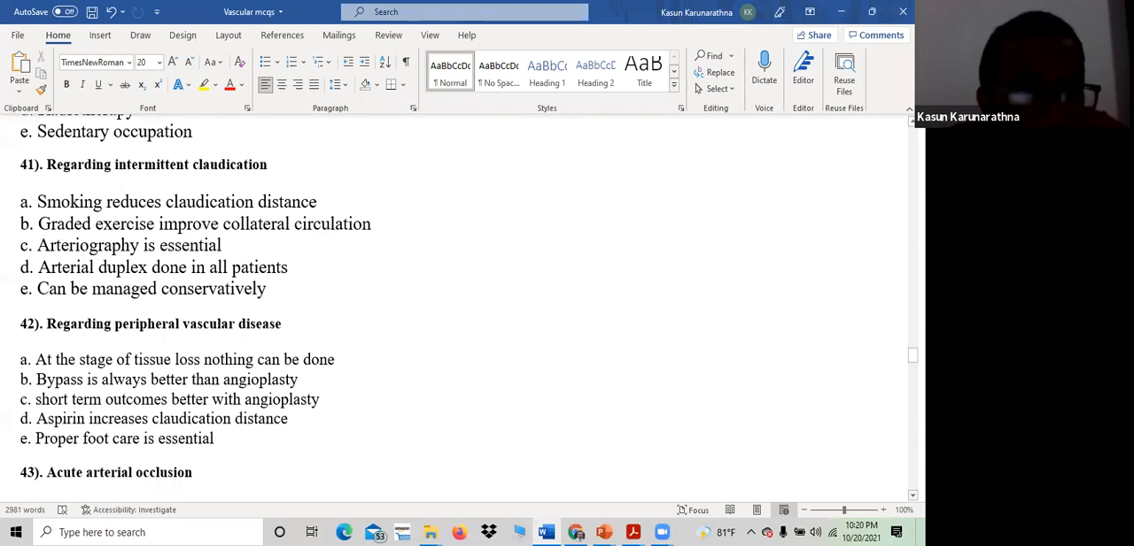Question number 41. Regarding intermittent claudication, smoking reduces the claudication distance. Can you answer question number 41? We'll touch acute heart disease after finishing this, right? Smoking doesn't reduce the claudication distance. It will reduce the progression, right? What do you say?